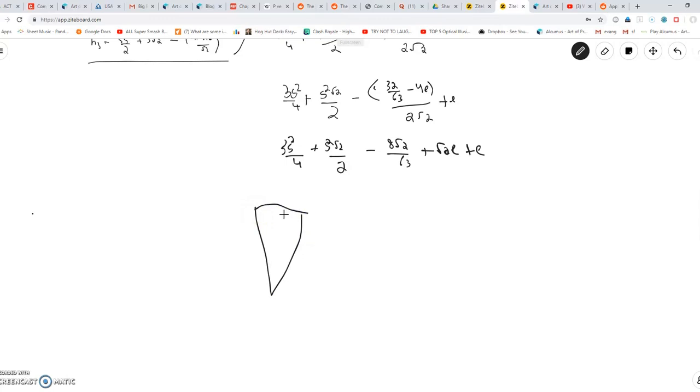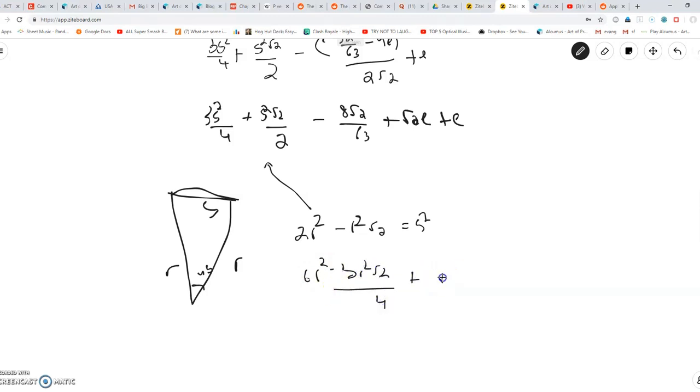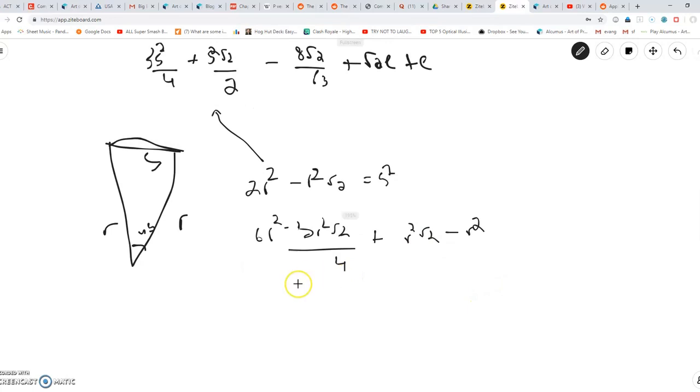And so we have, this is the side length, this is r, and this is the 45-degree angle. And so by the law of cosines, s squared is equal to 2r squared minus r squared root 2. And this is equal to s squared. So we can plug this in over here, and we can see that 3s squared over 4 plus s squared root 2 over 2 is equal to 6r squared minus 3r squared root 2 over 4 plus r squared root 2 minus r squared. And this simplifies to 2r squared plus r squared root 2 over 4.